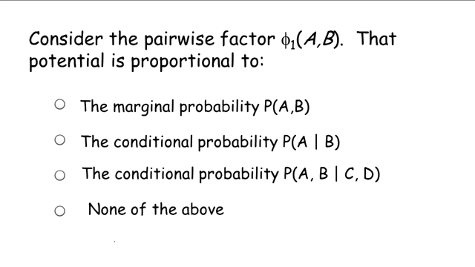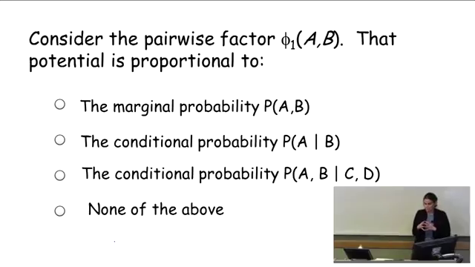So now let's think about what these factors mean. And let's think about this factor phi1 of AB, which is this local happiness between A and B, and how it relates to the probability distribution. So we might think that this is the marginal probability of A and B in the joint distribution. Or maybe it's the conditional distribution of A given B, or maybe B given A. Or maybe it's the joint probability of A and B given C or D. The answer is, it's none of the above.